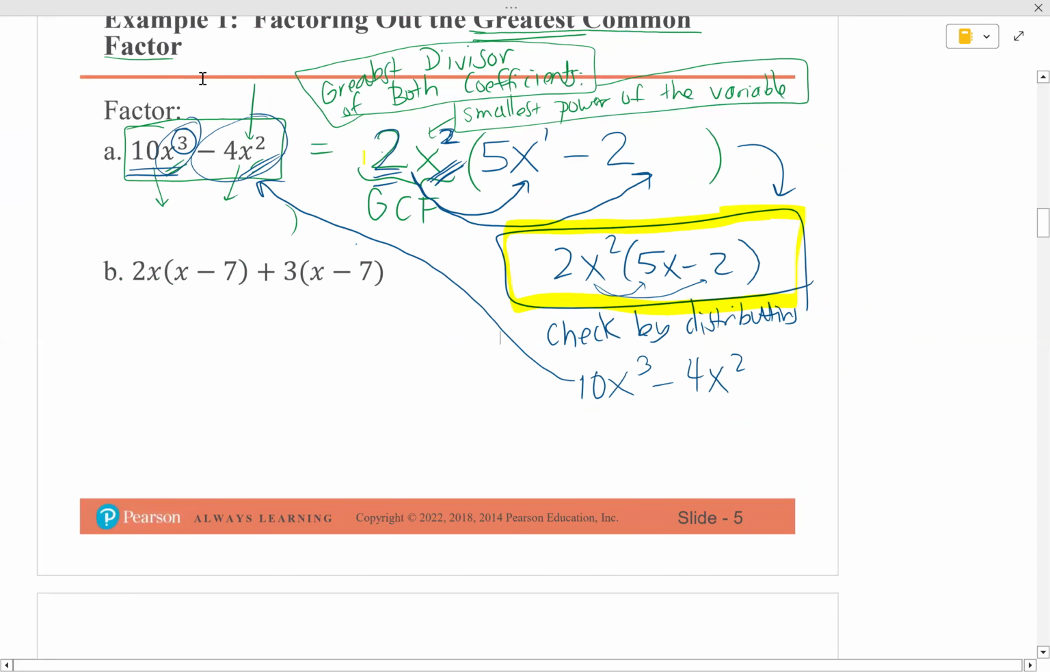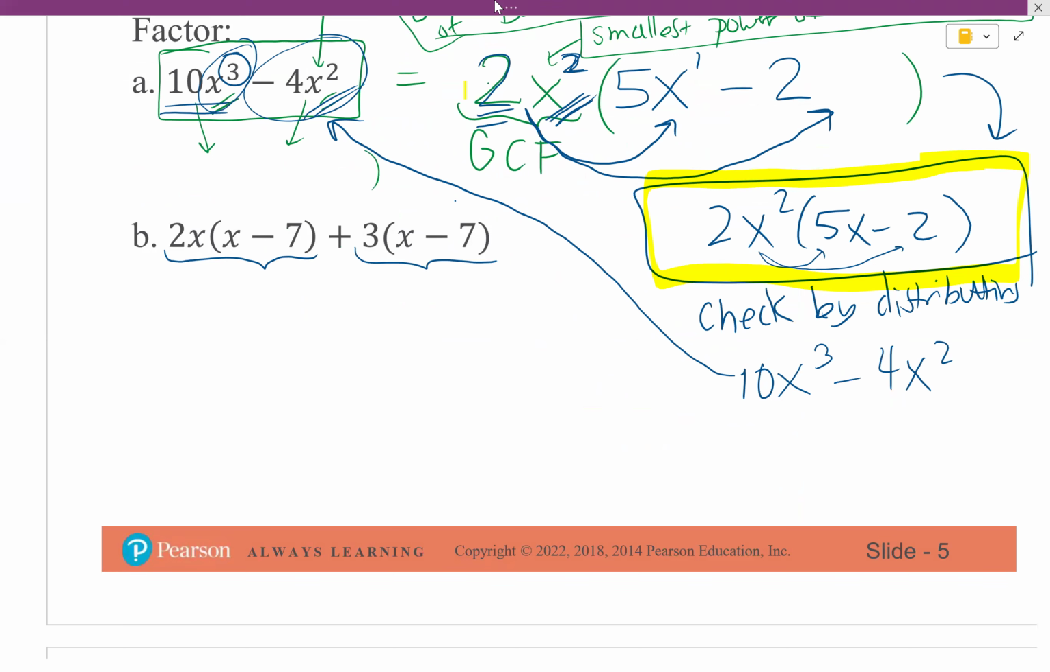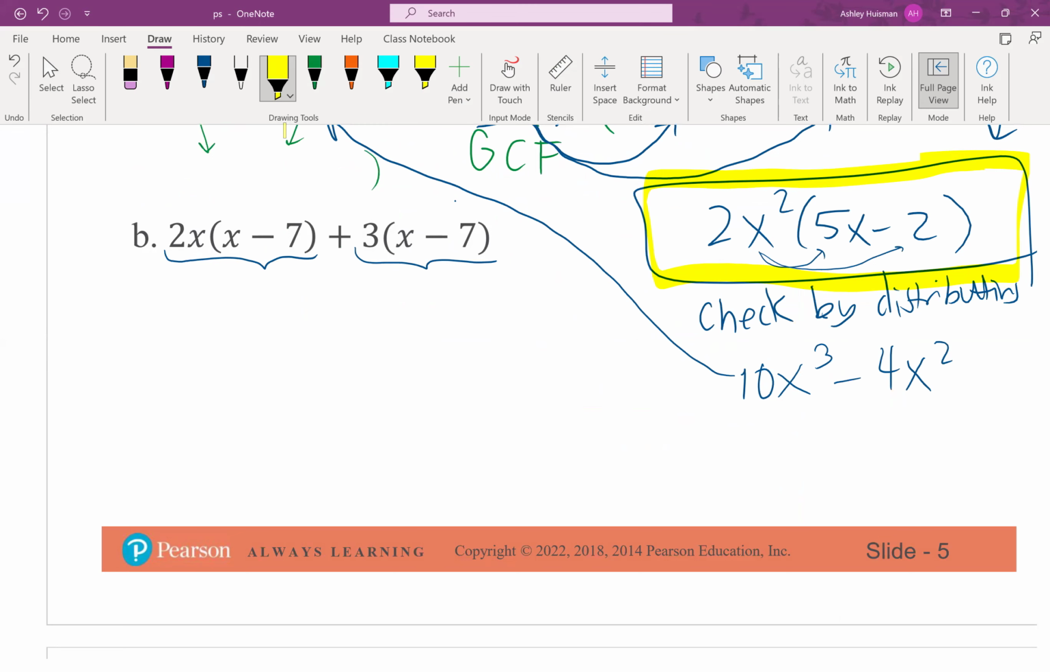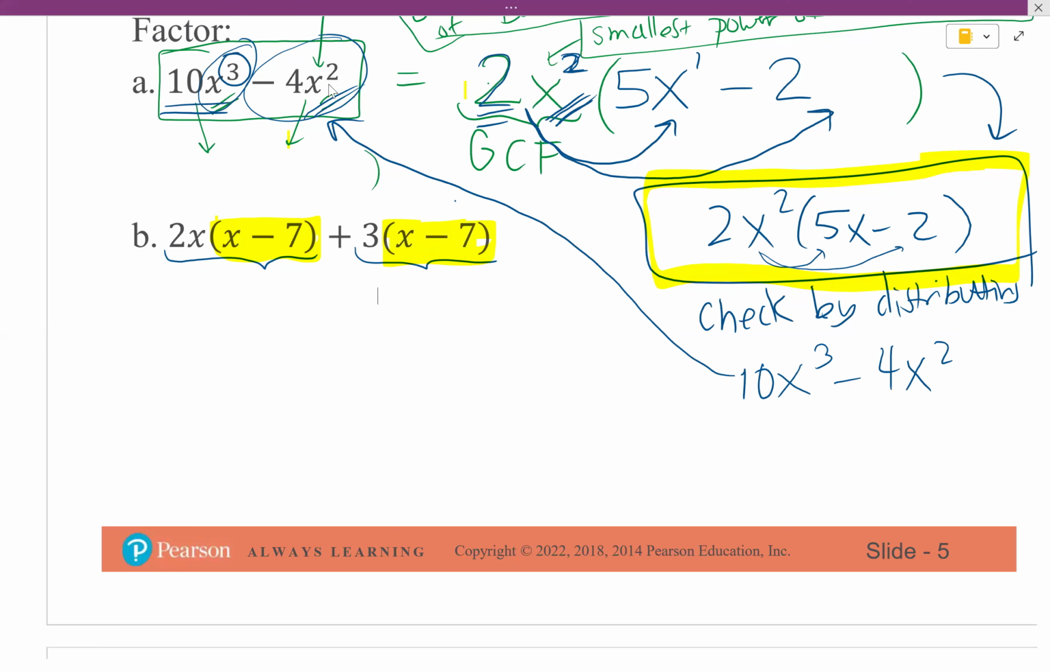And now this one's even weirder. This one's trying to build us up to the next factoring technique. This one looks weird, but between this term and this term, what do they have in common? It seems like you can't do this, but in this case you can. They both have this little factor of x minus 7 in common. Notice it's common to both of them. So even though it seems weird, I can take that away from both of them.